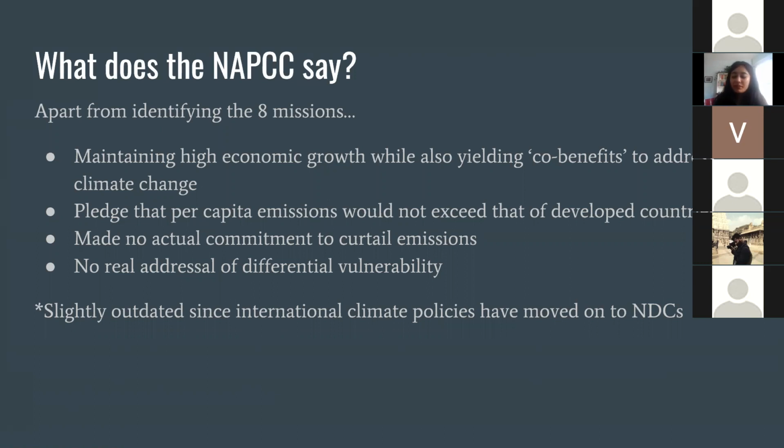Differential vulnerability was not addressed. So differential vulnerability is basically that everybody is not vulnerable to the impacts of climate change in the same way. A lot of it depends on your socioeconomic profile. So people who are likely to be vulnerable in other respects, such as economics, gender, caste, class, geography, all that factors into how vulnerable you are to climate change. But the NAPCC didn't really say much about that.